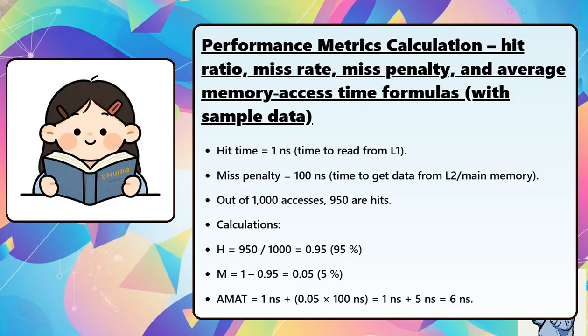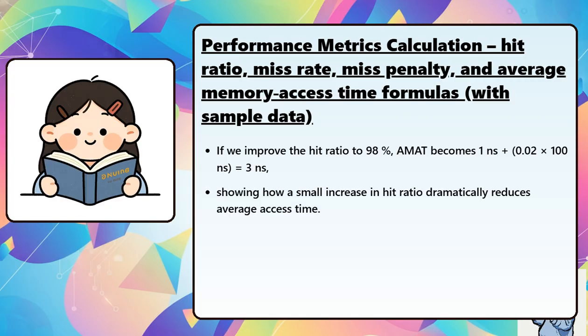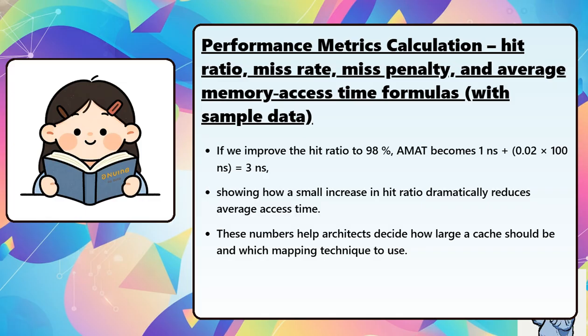AMAT equals 1 nanosecond plus 0.05 times 100 nanoseconds equals 1 nanosecond plus 5 nanoseconds equals 6 nanoseconds. If we improve the hit ratio to 98%, AMAT becomes 1 nanosecond plus 0.02 times 100 nanoseconds equals 3 nanoseconds. Showing how a small increase in hit ratio dramatically reduces average access time. These numbers help architects decide how large a cache should be and which mapping technique to use.